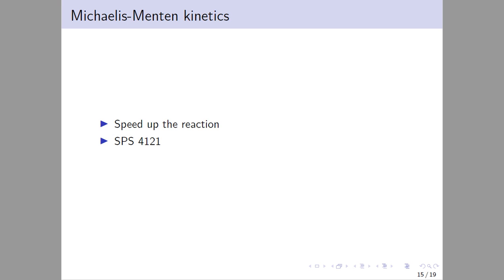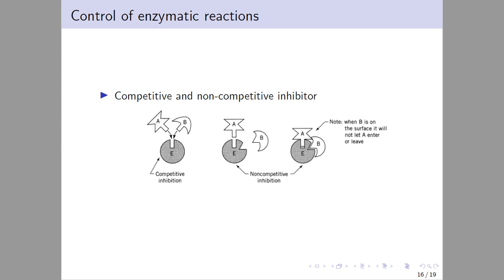And then, if we want to speed up the reaction, we can put in the enzyme. From the enzyme we have this Michaelis-Menten kinetics, which is also discussed in chapter 10 of SPS 4121. But what we want to put here is that we can control the enzyme reaction, or the Michaelis-Menten reaction, by introducing an inhibitor.